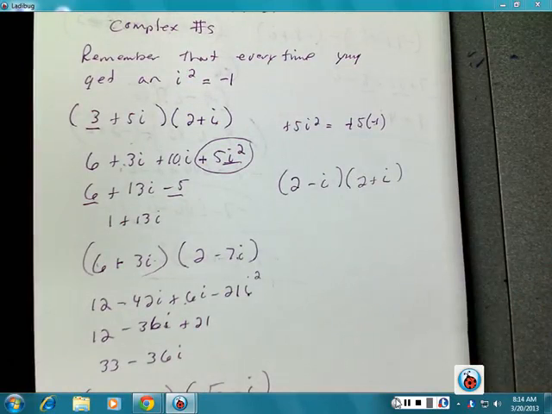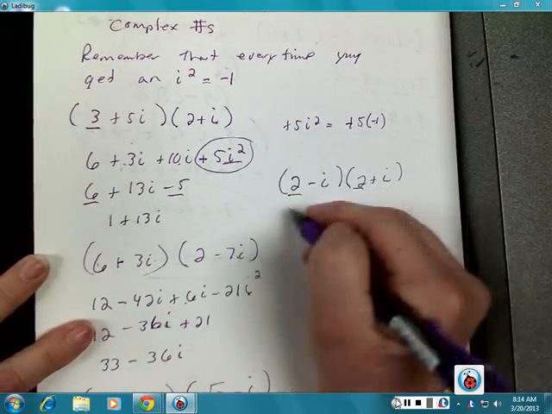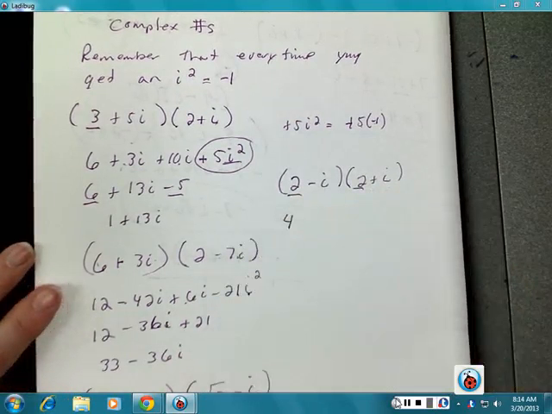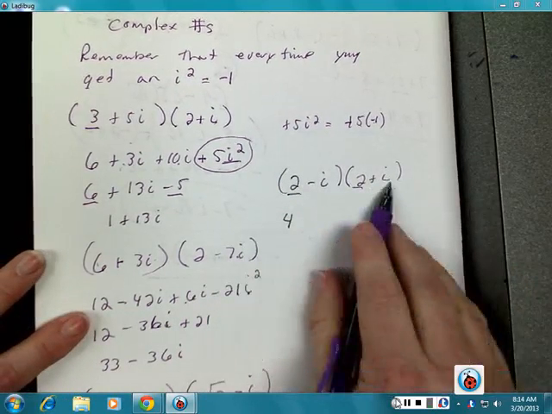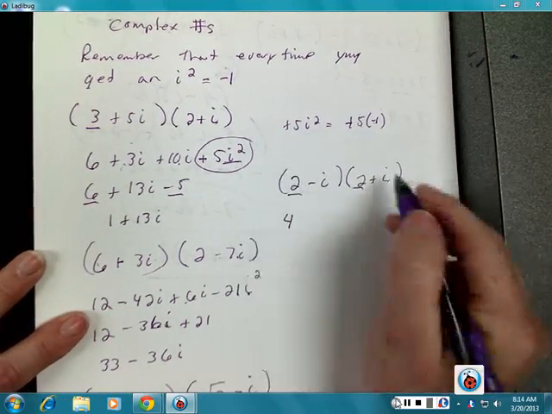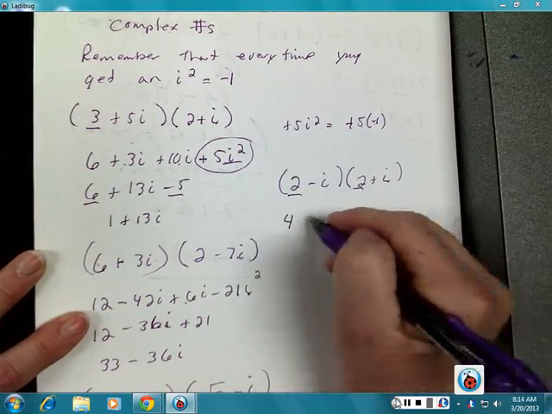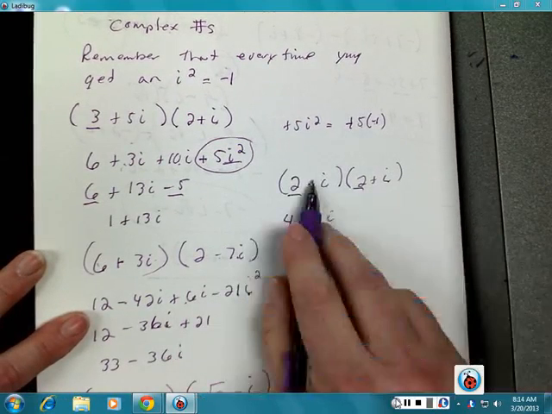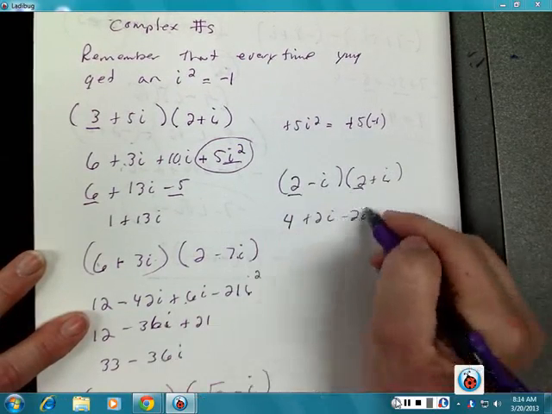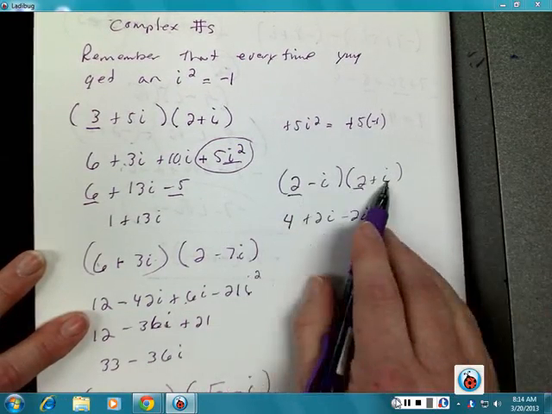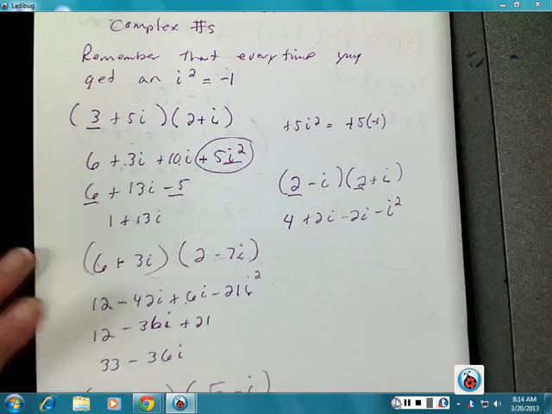What would I need to do? Well, I need to FOIL. 2 times 2 is 4. 2 times i is a plus 2i. Negative i times 2 is a negative 2i. Negative i times a positive i is a negative i squared.